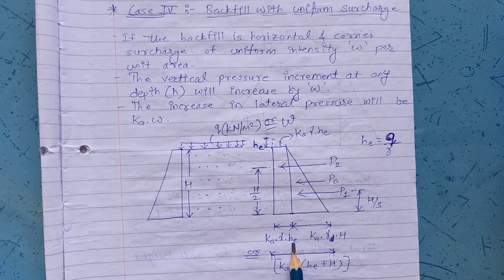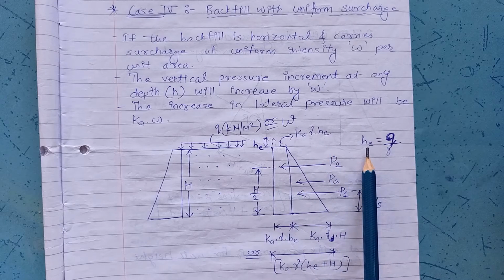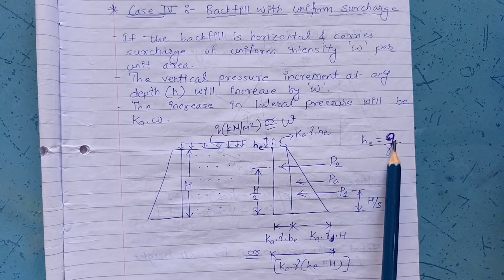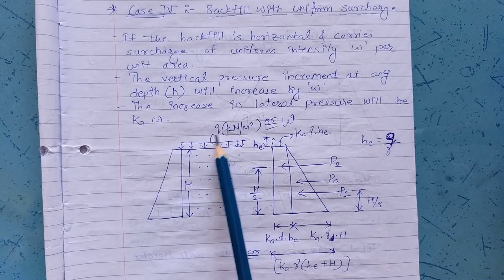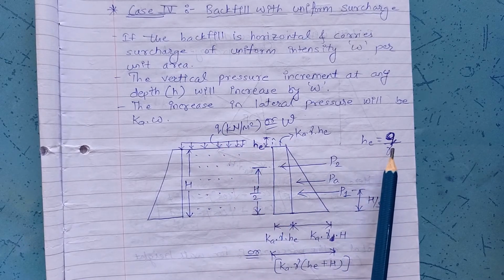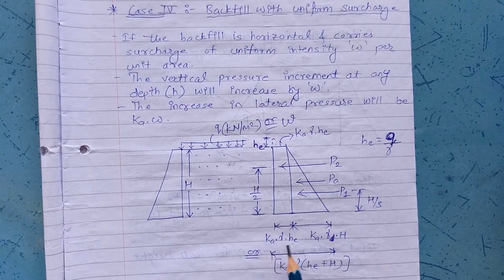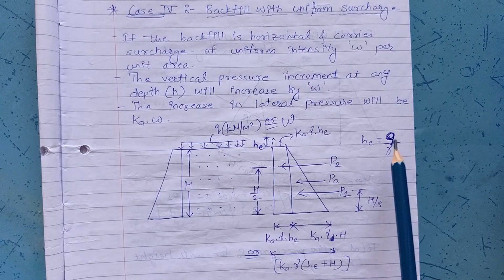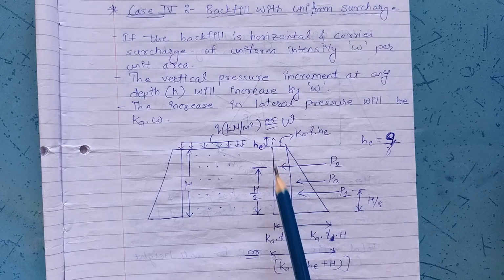Hence here the height is He, and the base here will be Ka into gamma into He. He is calculated by this equation, He is equal to Q by gamma, where Q is the unit intensity of the surcharge acting and gamma is the unit weight of soil. Hence this base will be total of Ka into gamma into He plus Ka into gamma into H. In short, it will be Ka into gamma into bracket He plus H, where He is Q by gamma and capital H is the height of the retaining wall.